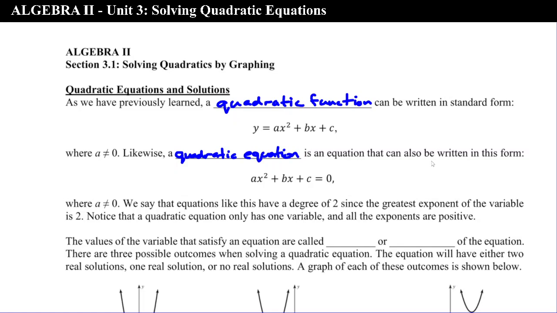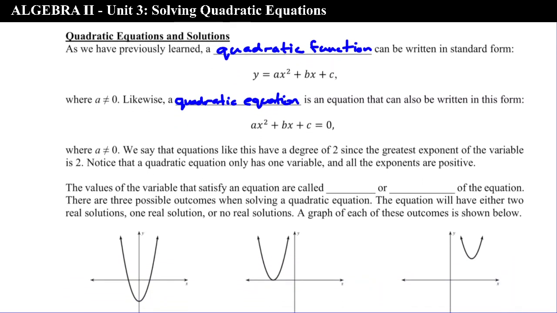But here's the problem: we have an x squared term, and we're going to have to deal with that x squared term somehow. That x squared term is also going to dictate how many solutions we have. So in this unit we're going to get into the different ways that we can solve a quadratic equation, and the first of which is solving it by graphing. So this is what we're going to look at in this section.